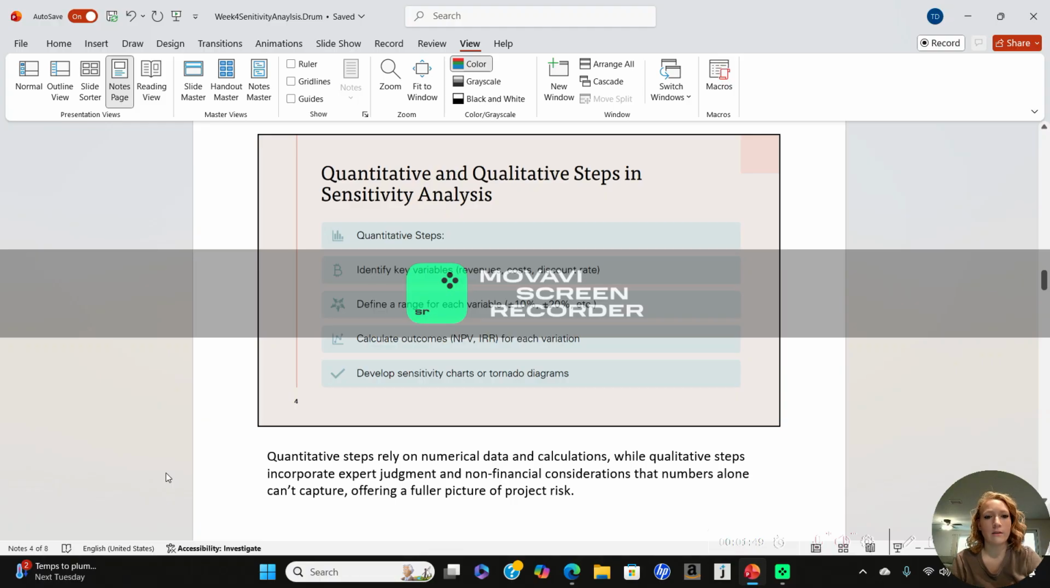Now we're going to look at quantitative and qualitative steps in sensitivity analysis. First up are our quantitative steps. We're going to identify key variables, define a range for those variables, and then calculate outcomes for each variation. And then you'll develop sensitivity charts or a tornado diagram. Quantitative steps rely on numerical data and calculations, while qualitative steps incorporate expert judgment and non-financial considerations that numbers alone can't capture, offering a fuller picture of project risk.